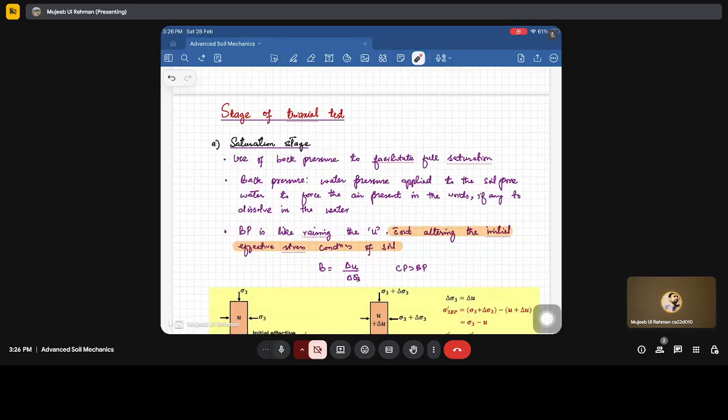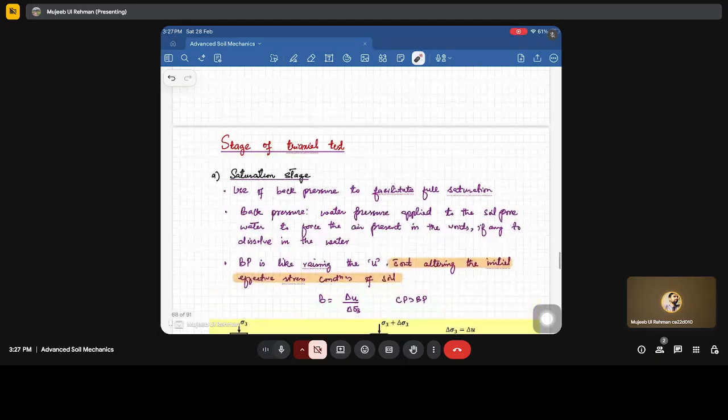The first thing is the saturation stage. Now, what is this stage? What was the need of doing this saturation? Whatever triaxial test we perform, and whatever the type of soil we use, we have to ensure that the soil is saturated. For achieving the saturation, we use a back pressure.